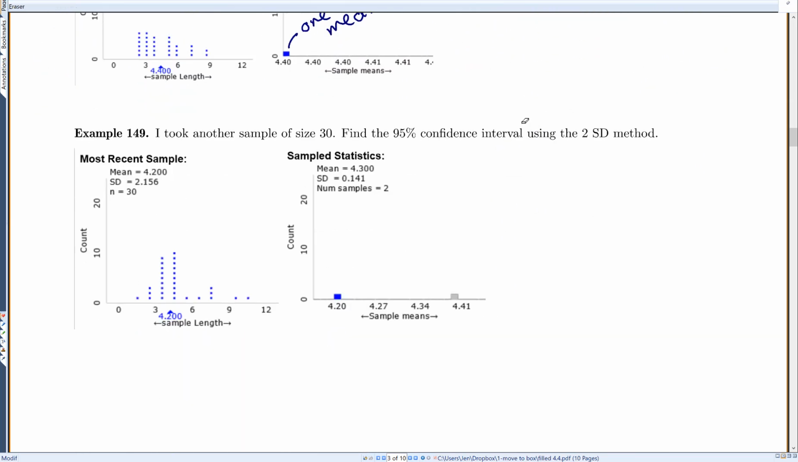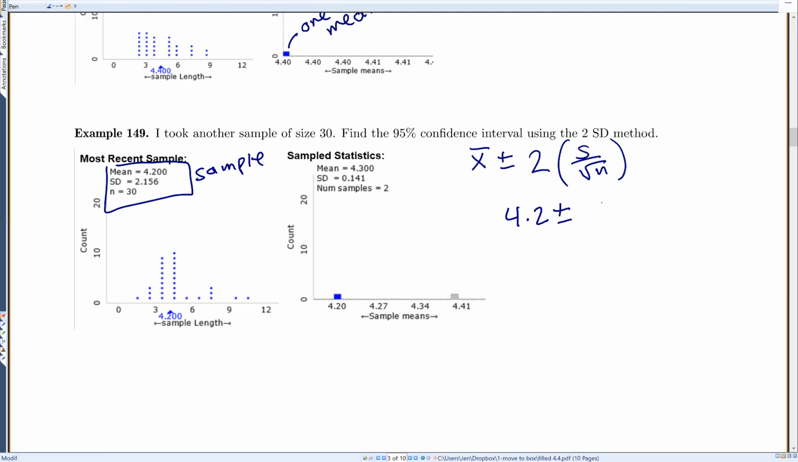Okay. So here's another sample of size 30. Find the 95% confidence interval. So this is my sample. And so I would do x bar plus or minus 2 times s over the square root of n. So my sample mean is 4.2 plus or minus 2 times the 2.156 over the square root of 30. You can put it in your calculator in 1 step or 2 steps. I'll just do 1 step now.